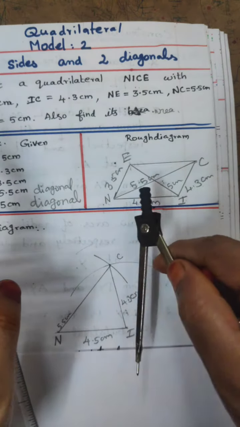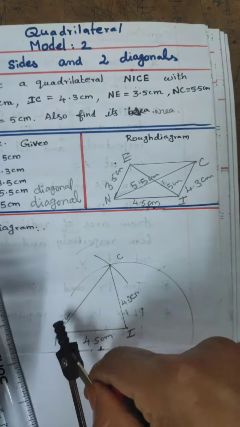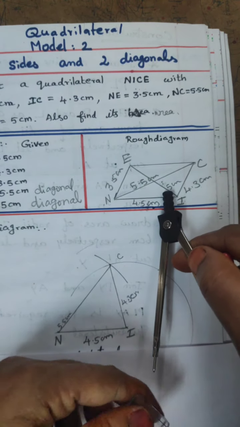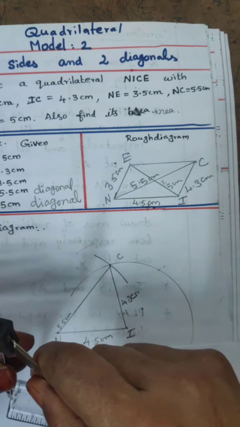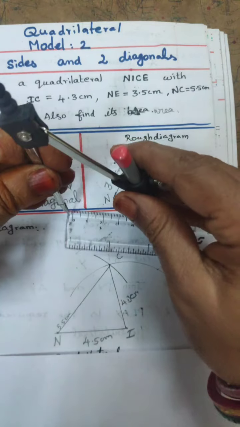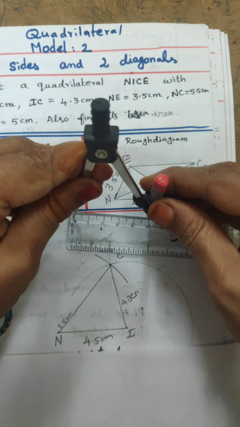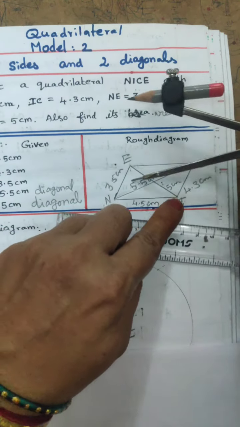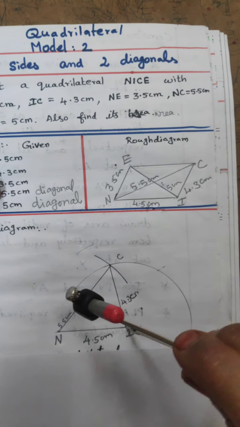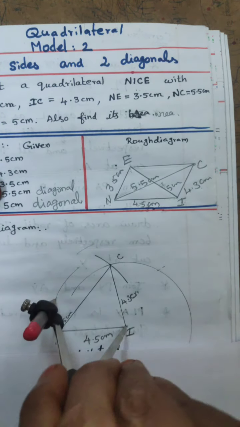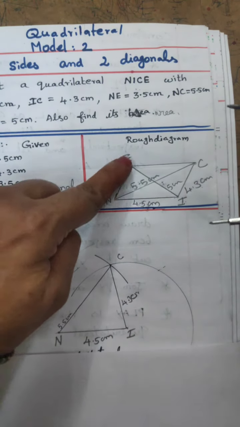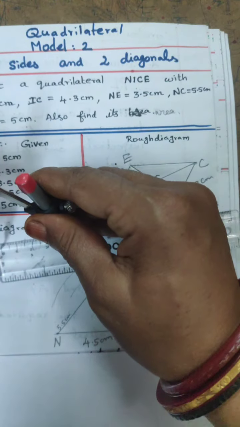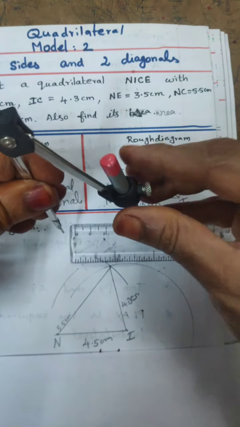The rough diagram is a must, only then can you draw the fair diagram. So here IE, what centimeter is written? 5 centimeter. You measure 5 centimeter on the scale. Which point do you place it on? I only. So from I point, cut the arc at 5 centimeter. First work. Next work. Here what centimeter is written? 3.5 centimeter. So here you measure 3.5 centimeter.